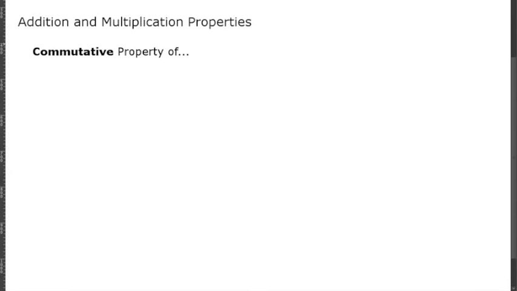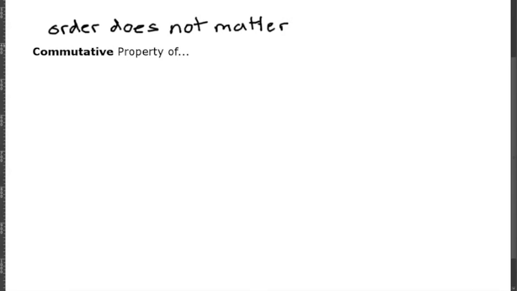In today's video, I'm going to be explaining addition and multiplication properties. The first property we're going to look at is the commutative property. The commutative property basically states that order does not matter. So, let's look at the commutative property of addition first.